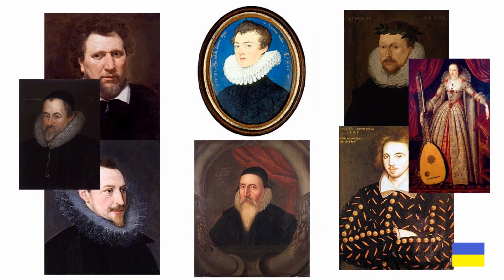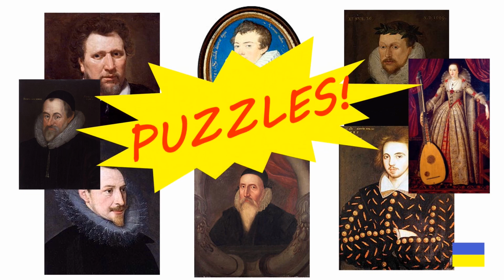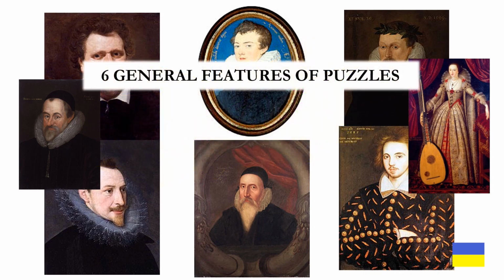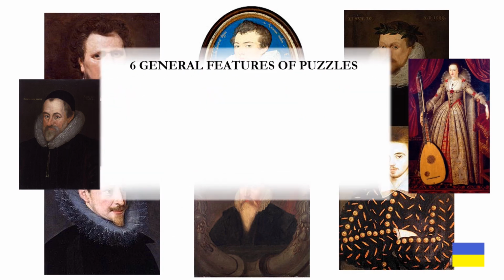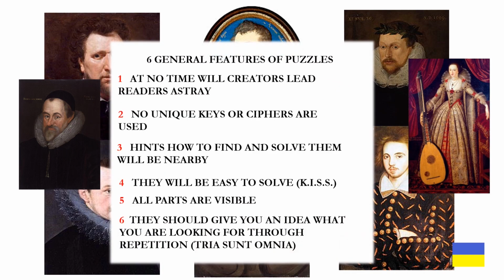Let's assume these 8 writers wanted to tell secrets to a wide audience. The easiest way they could do it was to create puzzles. There are 6 general features of puzzles. The first, at no time will creators lead readers astray. Why bother going through the trouble of making and creating puzzles and inserting them into the text if you don't want readers to solve them correctly? It makes no sense. 2, no unique keys or ciphers are used.